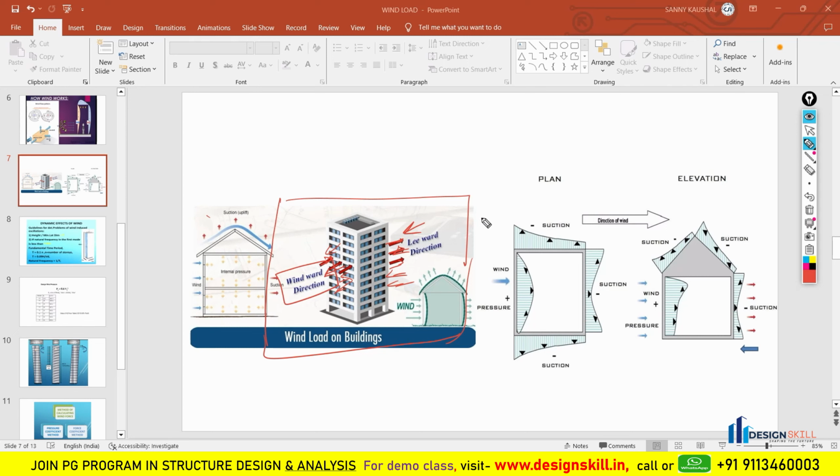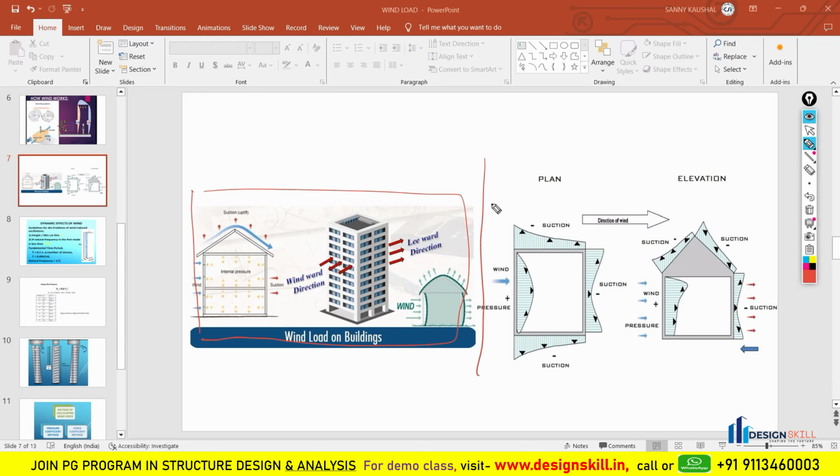Okay, so it is very important to know which is the windward direction and which is the leeward direction, because this is going to help when you calculate the wind load. At the time of the wind load calculation, the windward direction and leeward direction will play an important role. Now I think you are very clear about this particular diagram. Now move to the next. This is another diagram showing the same thing, but this one is in plan view, and this one is showing the elevation view.